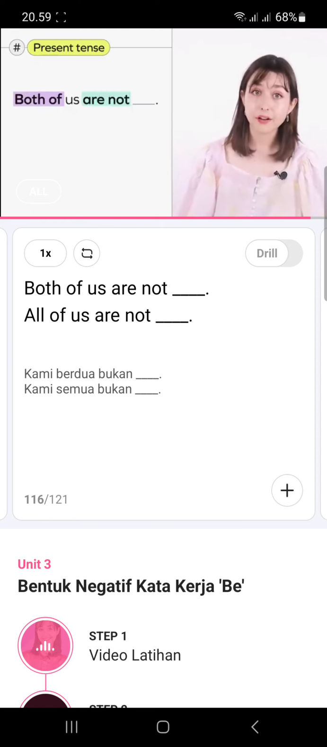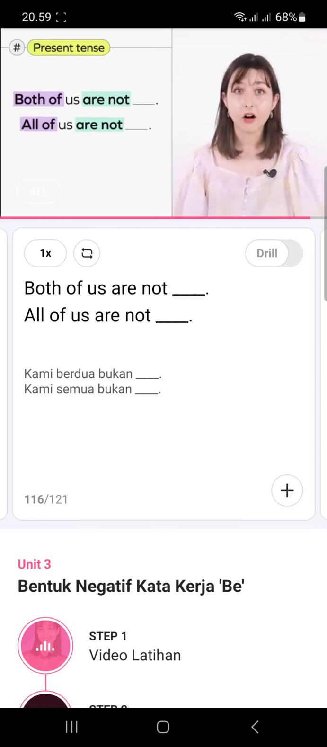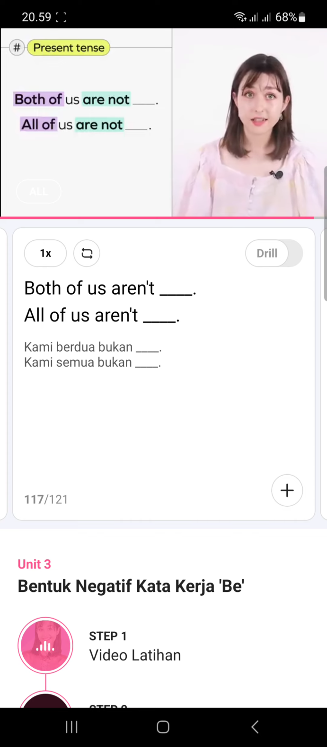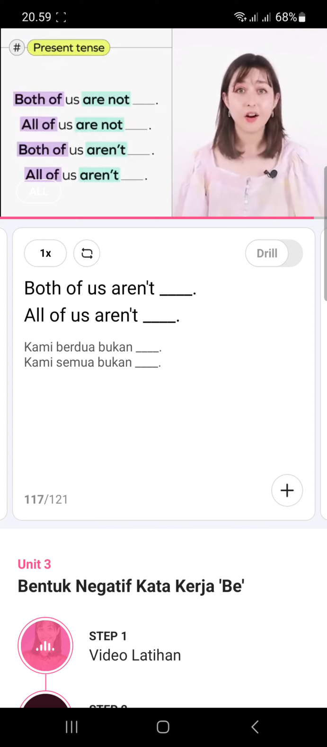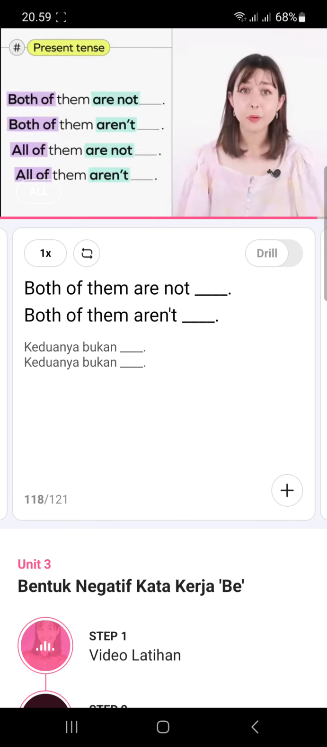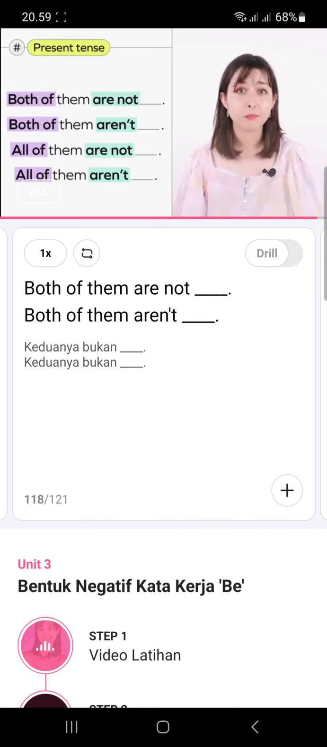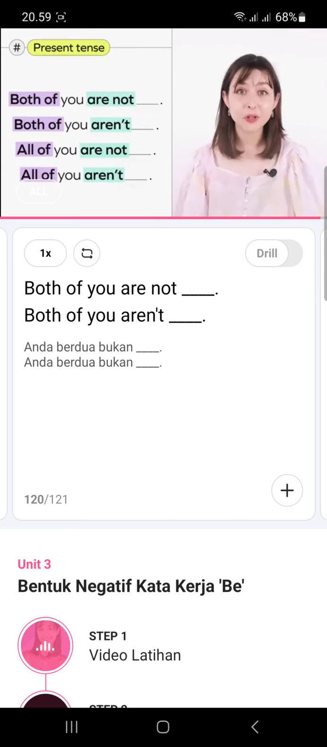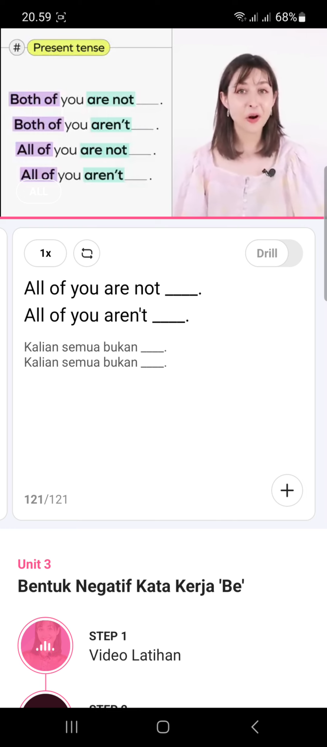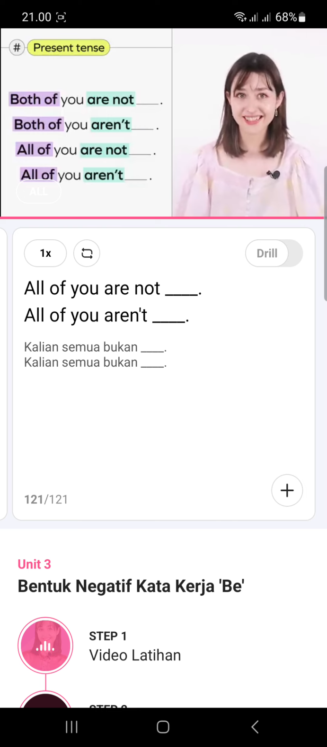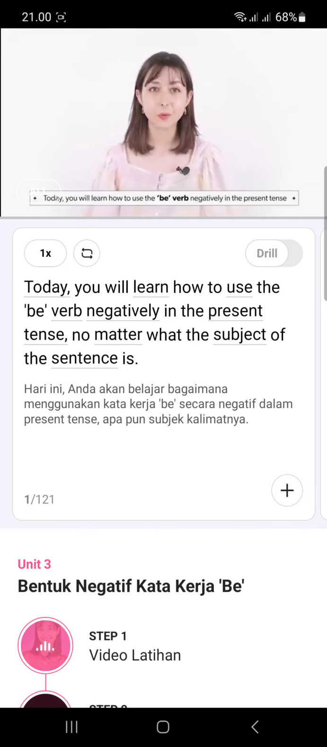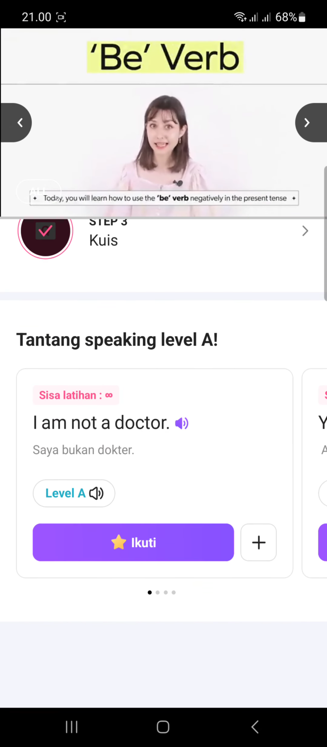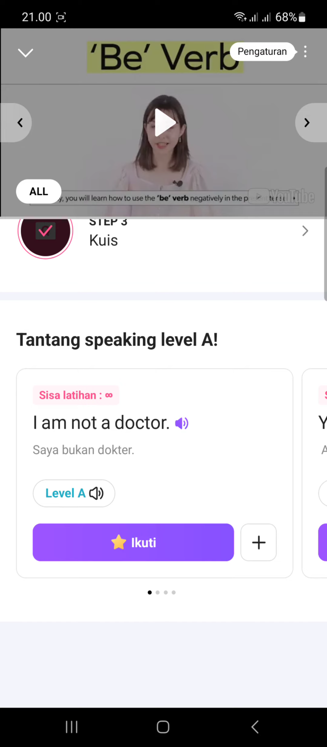So, both of us are not. All of us are not. Both of us aren't. All of us aren't. Both of them are not. Both of them aren't. All of them are not. All of them aren't. Both of you are not. Both of you aren't. All of you are not. All of you aren't.